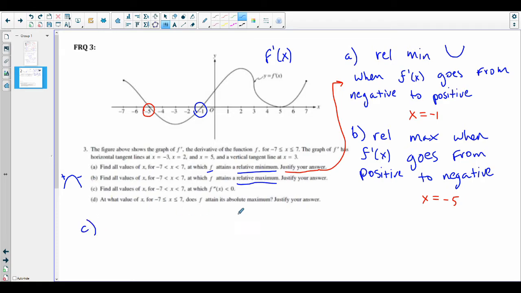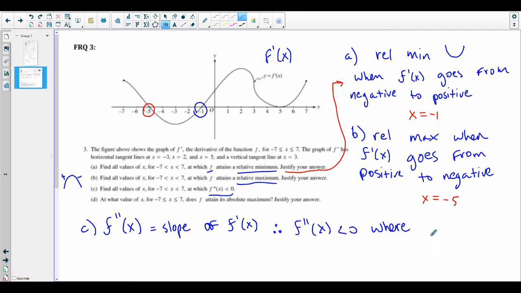Okay, in part C, find all values where the second derivative is less than 0. So think about this. The derivative tells you slope. So that means f double prime is equal to the slope of f prime. Therefore, we know that the second derivative is negative wherever f prime of x has a negative slope, or wherever that graph is decreasing.